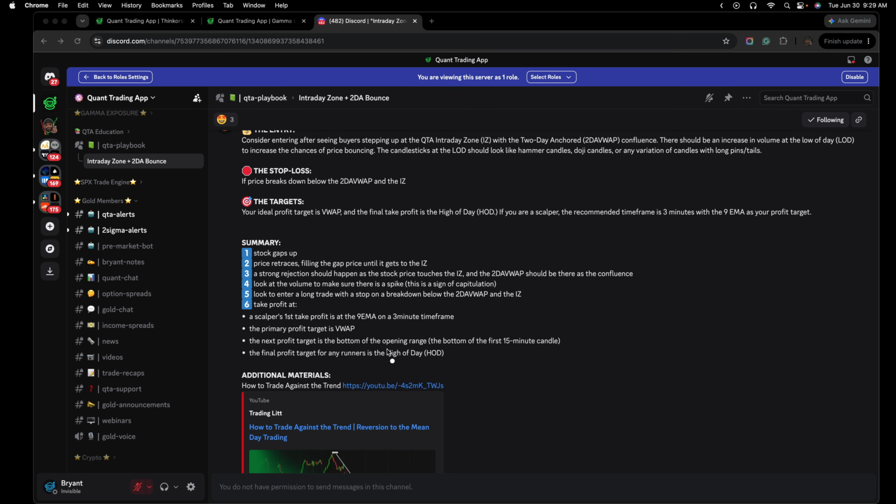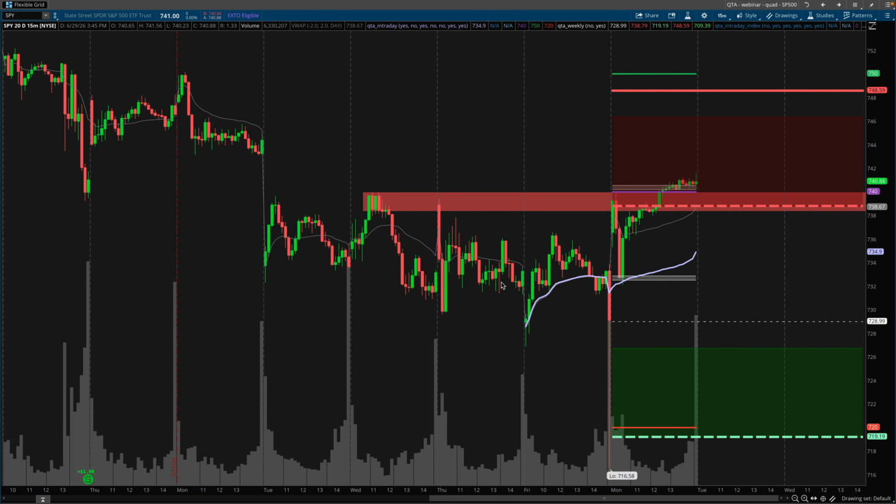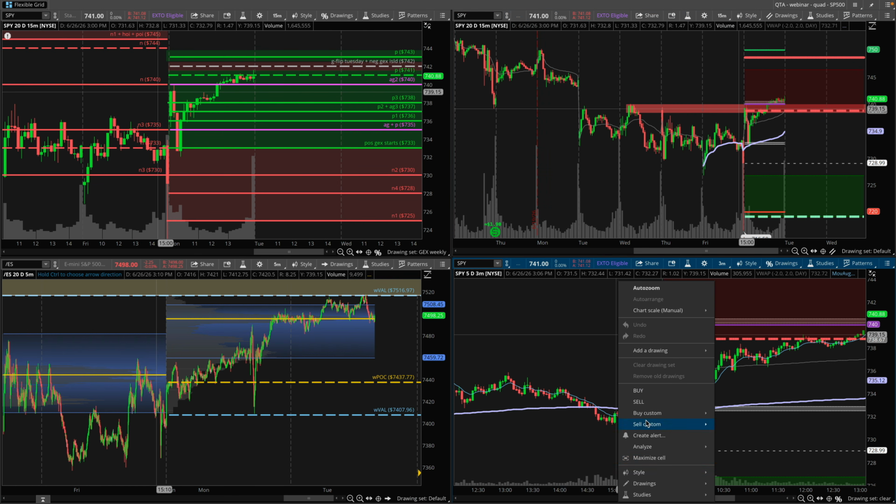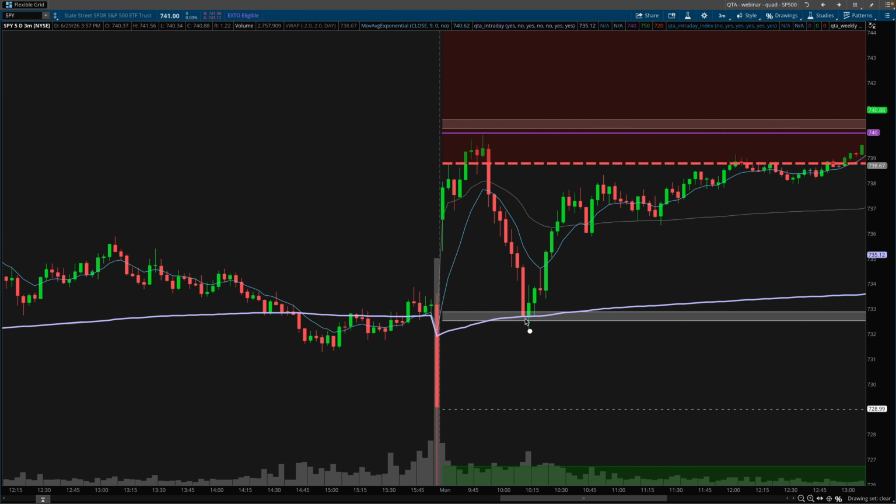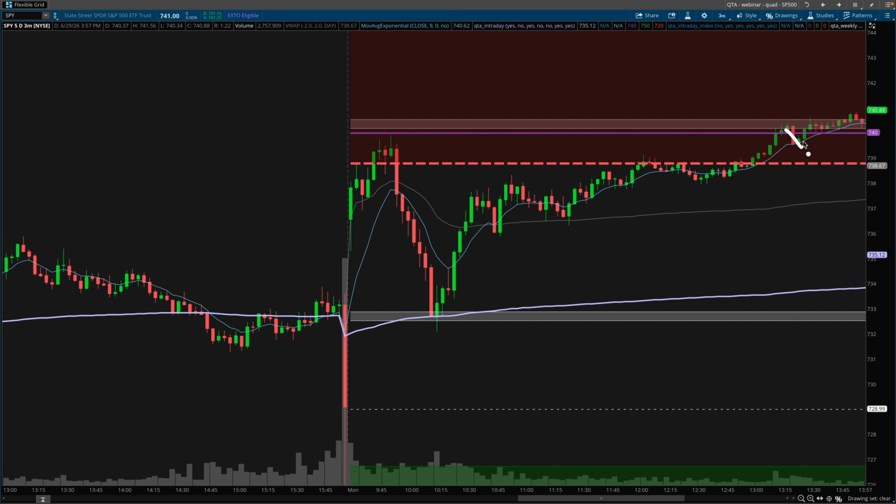The next profit target could be the opening range, and the final profit target is the high of day. That all met the criteria from yesterday. Again, the markets checked all of those boxes, then it went up, first profit target, second profit target, and then our final profit target we can say is around here, or the high of day specifically right here.